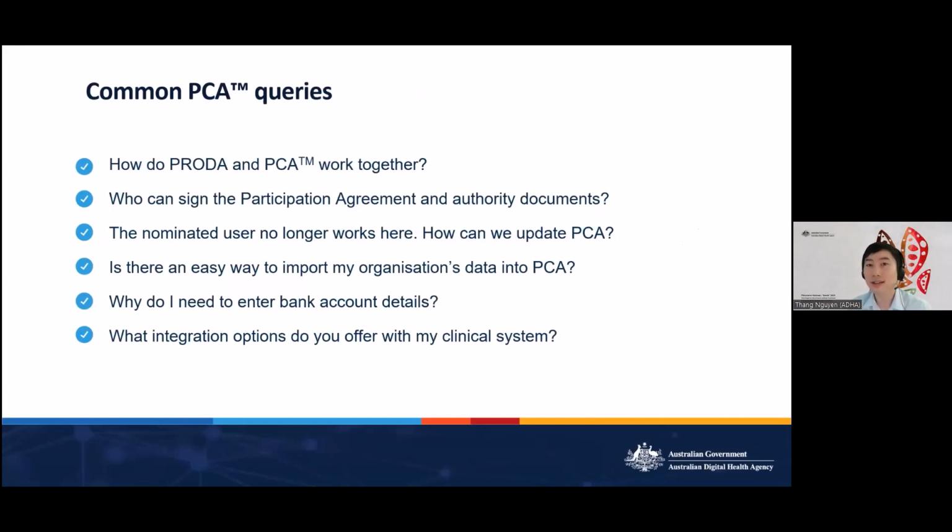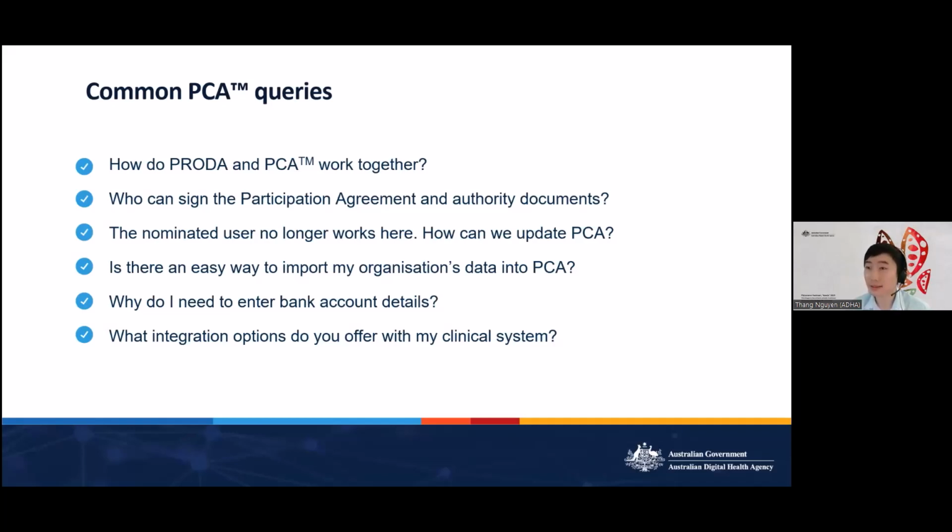Next question, who can sign the participation agreement and authority documents? To register with PCA, the agreement does have to be signed generally by a director or the owner of your organization. However, if you're the practice manager and your director currently isn't working there, there's a way to easily send your director or owner a link to electronically sign that form via the PCA system. So they can dive in, provide their signature, and you can finish off the registration process separately in your own time once that's done.